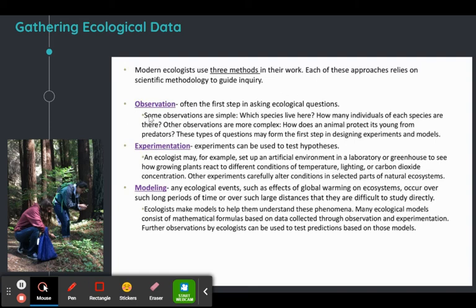First, you've got your observation. Some observations are real simple, like what lives here? How many individual species are there? Okay. Others are more complex. How do these animals protect their young? Things like that. The next is experiments. An ecologist may, for example, set up an artificial environment in a laboratory or a greenhouse to see how growing plants react to different conditions of temperature, lighting, carbon dioxide. Other experiments carefully alter conditions in selected parts of natural ecosystems.